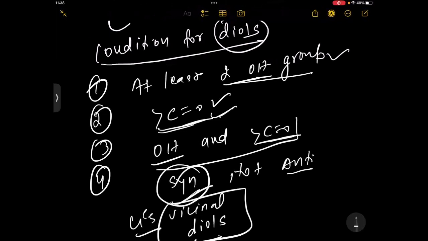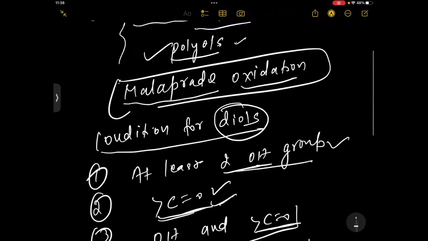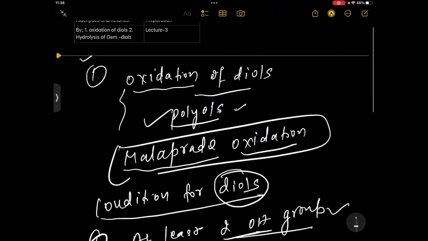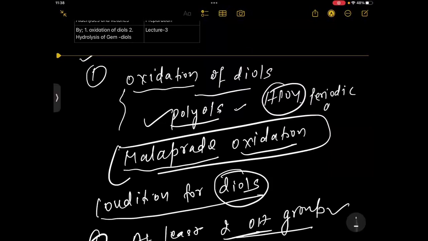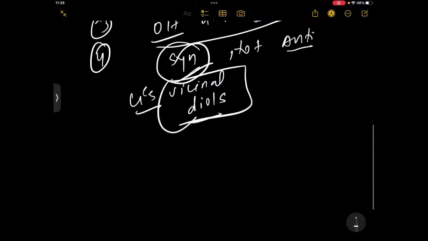Now my question to you: which of the following will not be oxidized by HIO4? Because oxidation of diols or polyols is done by HIO4, that is the periodic acid. So the oxidation of diols is done by periodic acid HIO4. Now I give the questions where your concept will become clear.